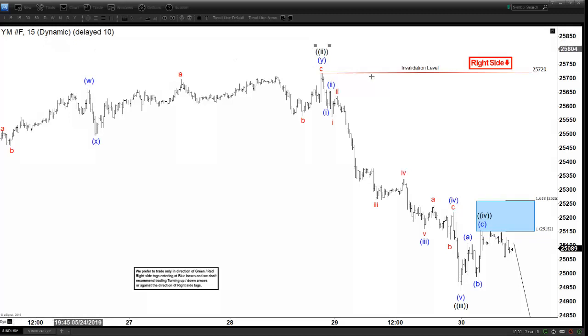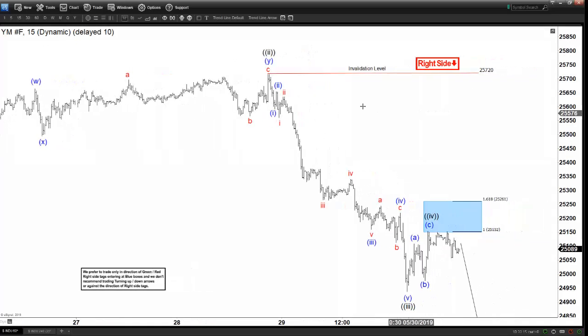Okay, so today we're going to be looking at the Dow Jones. This is a short-term chart, 15 minutes, and we can see right here we have wave 2 ended at 25,720. From there, the decline is in 5 waves, ending with wave 3 here at this low, and we are in wave 4, a correction to correct this entire decline right here.